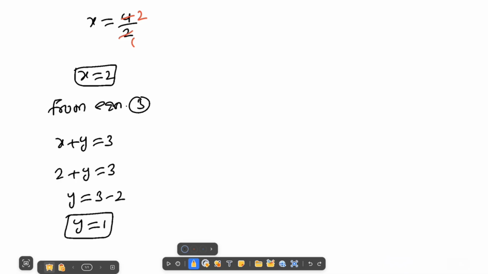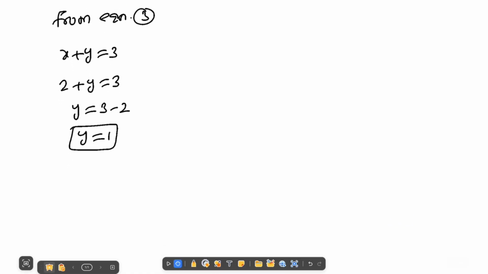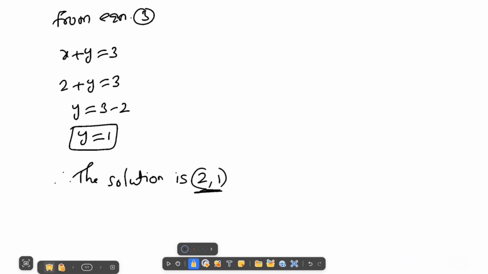So therefore the solution is, first the x coordinate, right? x is 2 and y is 1. So 2 comma 1 is the solution.